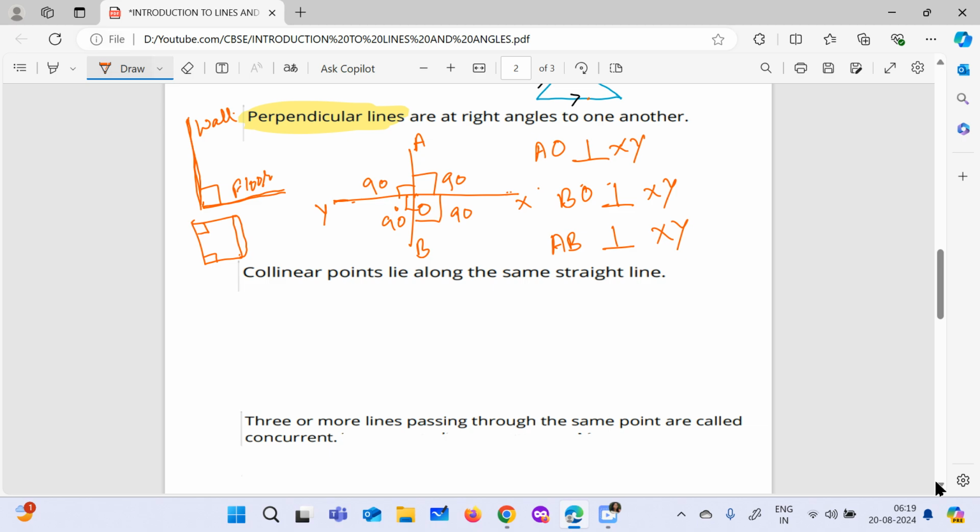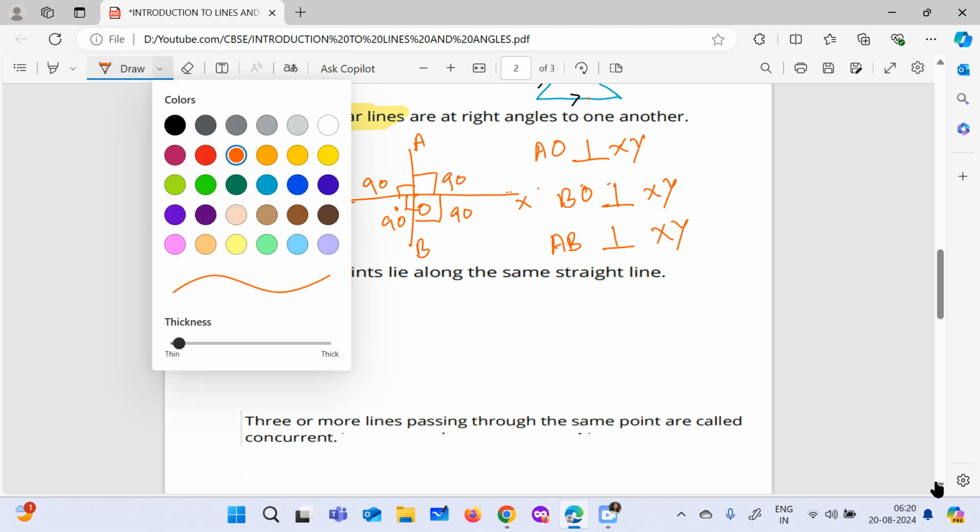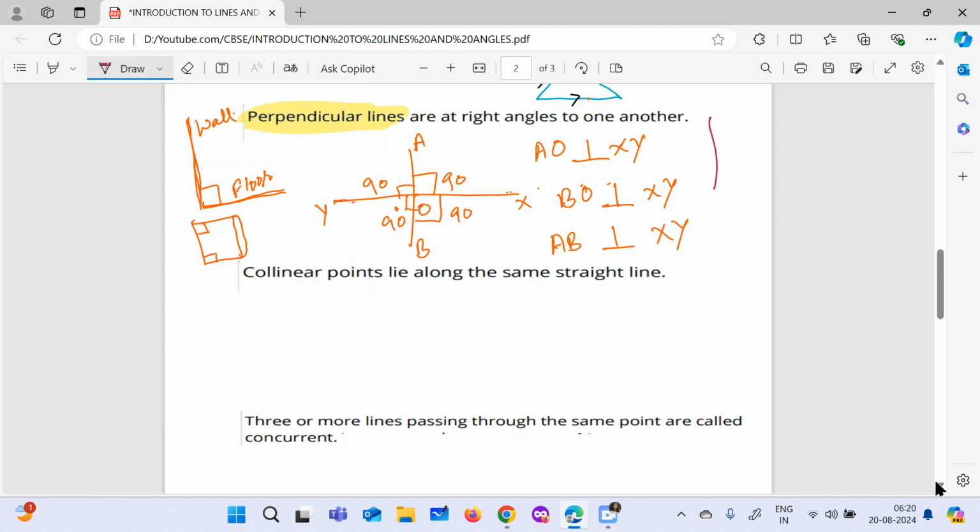One thing to remember when you study geometry: many times the angles will not be written there, and you have to understand from markings. Whenever you see this L kind of shape, it represents 90 degrees, and whenever we say 90 degrees, it means a perpendicular line. I hope this is clear to everyone.